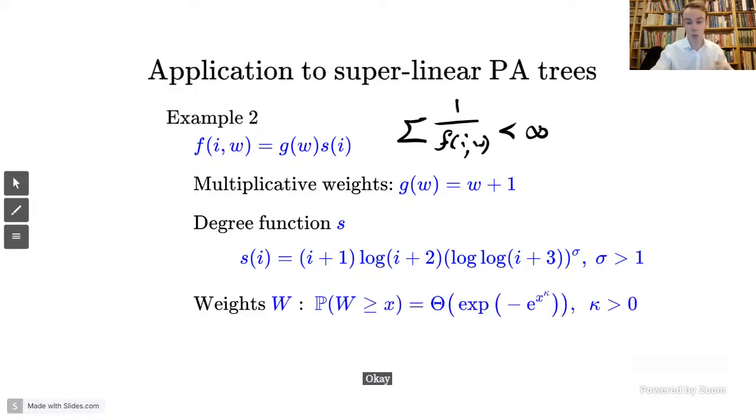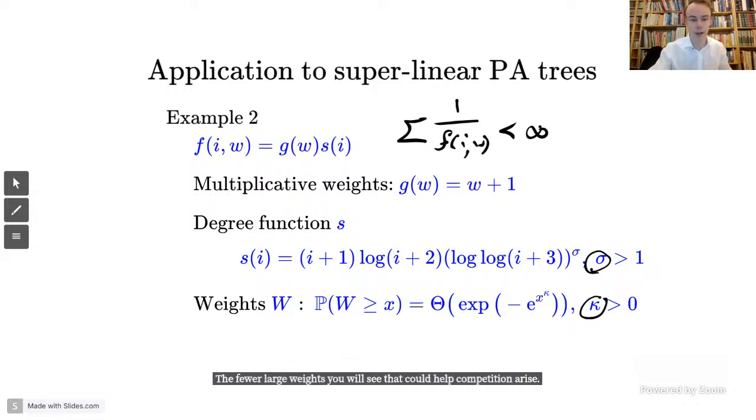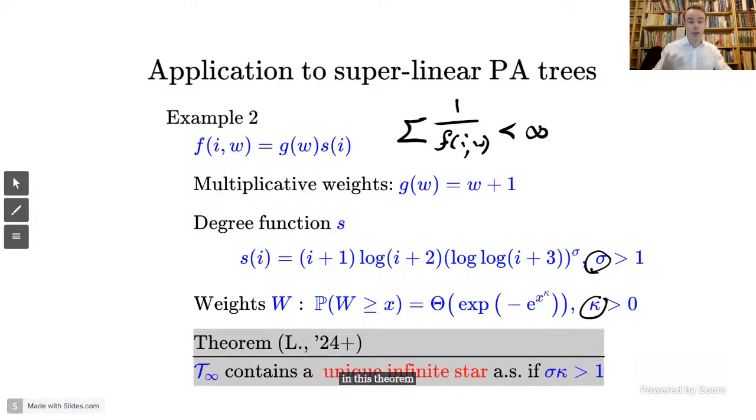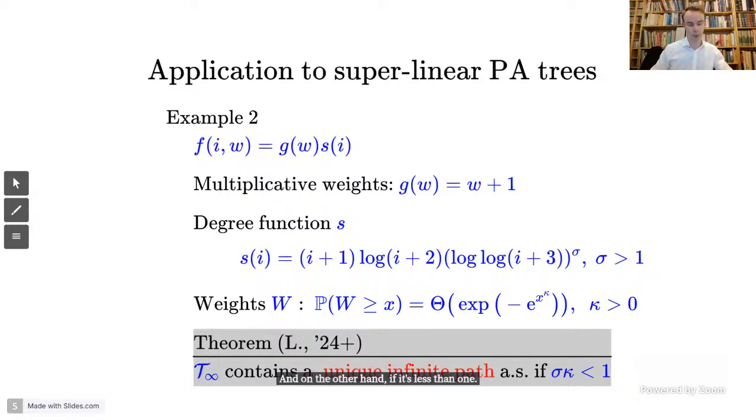Okay. So for the weights, we're going to do a lot of exponentiation. We don't need such heavy weights in this case. So the tail will be decaying like e to the minus e to the x to the kappa, so something that decays rather quickly. And again, the intuition here is that the larger sigma is, the less competition there is, the stronger these old individuals with large offspring will be compared to young individuals. And similarly, the larger kappa, the faster the tail decay of your fitness distribution, the fewer large weights you will see that could help competition arise. And again, this is exactly reflected in this theorem in the sense that you see a unique infinite star in your limiting infinite tree only if sigma times kappa is larger than 1, and on the other hand, if it's less than 1, you'll see a unique infinite path.